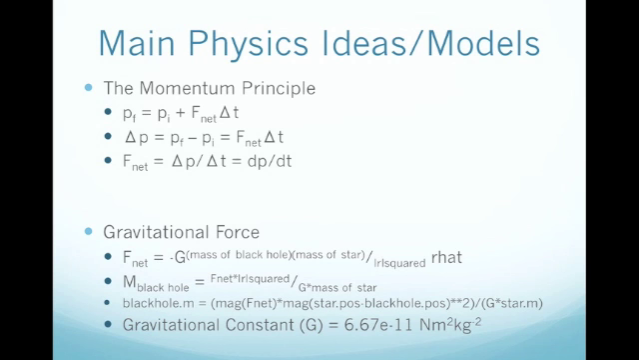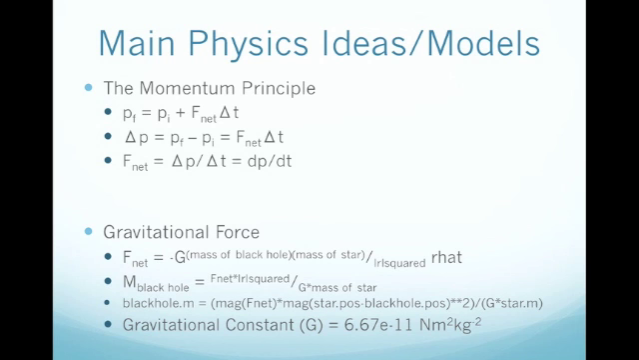The next model used is Newton's gravitational force principle. Newton's gravitational force principle states that there is a force of attraction between all masses in the universe. The equation is basically describing the fact that the specific force of attraction is proportional to the product of the two masses and inversely proportional to the square of the distance between them. The constant G in the equation is equal to 6.7 times 10 to the negative 11.